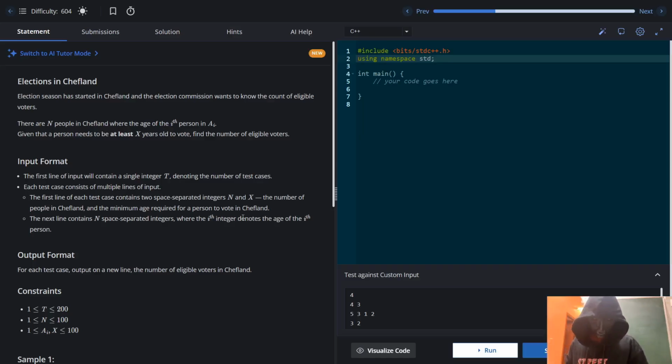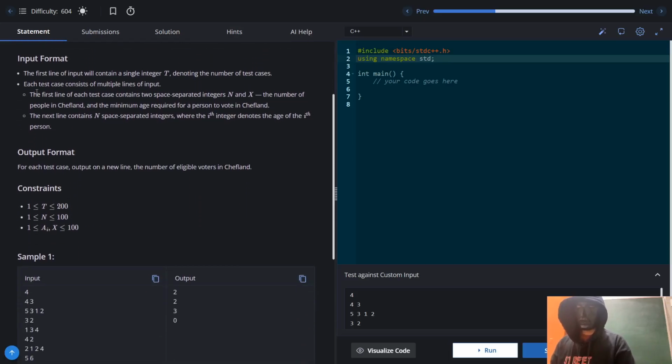So in this video, I'll be solving the 28th problem and its name is Election in Chefland. It says election season has started in Chefland and the election commissioner wants to know the count of eligible voters. There are n people in Chefland where the age of the ith person is a of i. Given that a person needs to be at least x years old to vote, find the number of eligible voters.